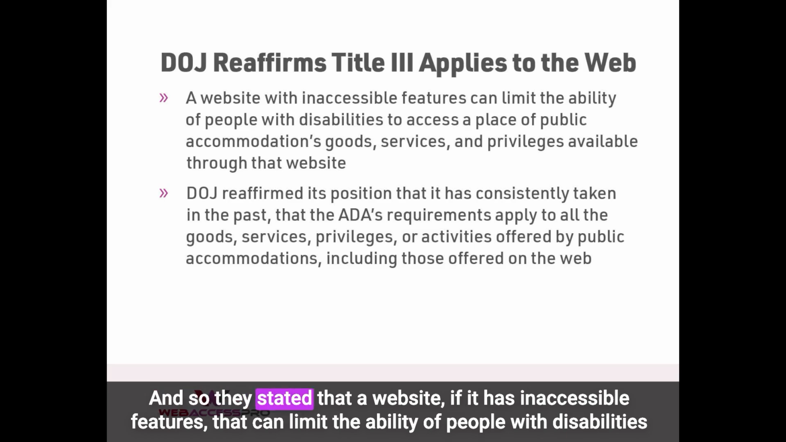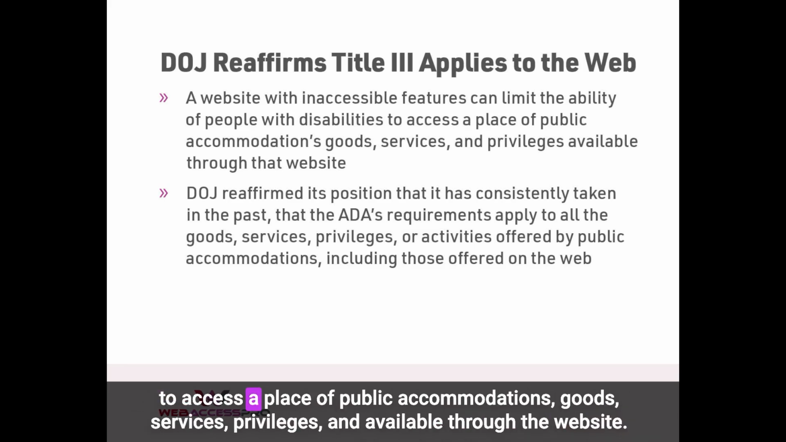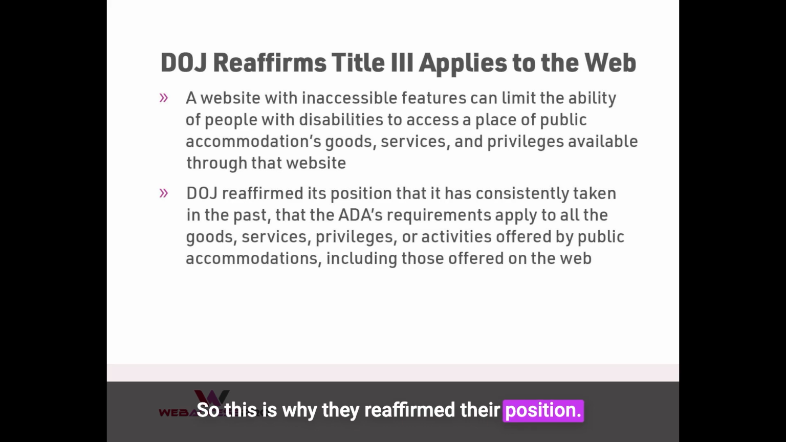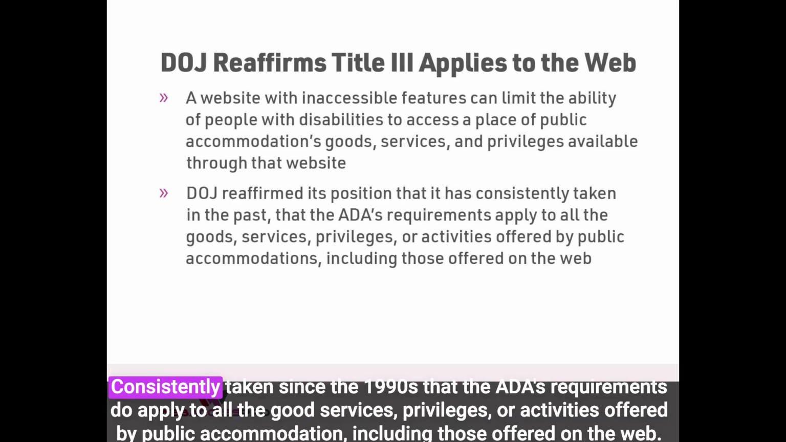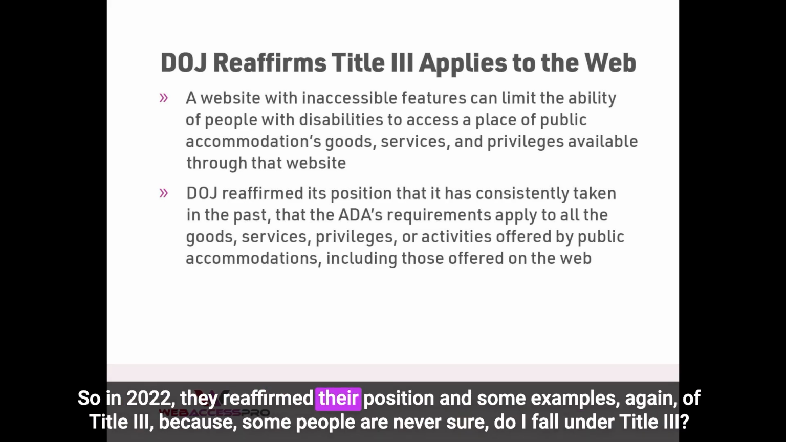And so they stated that a website, if it has inaccessible features, can limit the ability of people with disabilities to access a place of public accommodation's goods, services, and privileges available through the website. So this is why they reaffirmed their position, and it's the same position they've consistently taken since the 1990s, that the ADA's requirements do apply to all the goods, services, privileges, or activities offered by public accommodations, including those offered on the web. So in 2022, they reaffirmed their position.